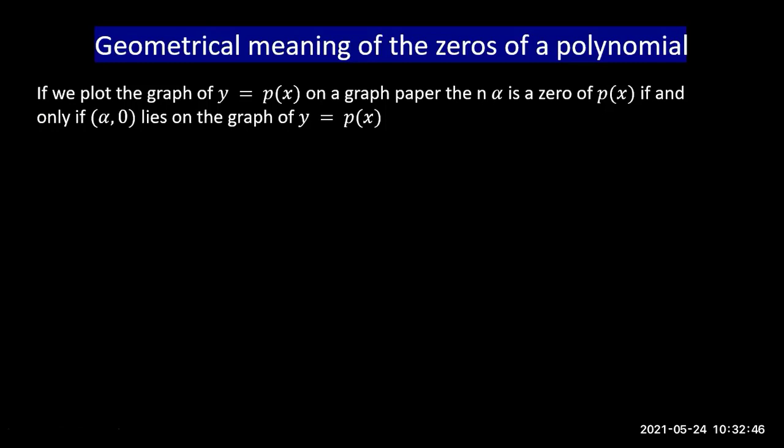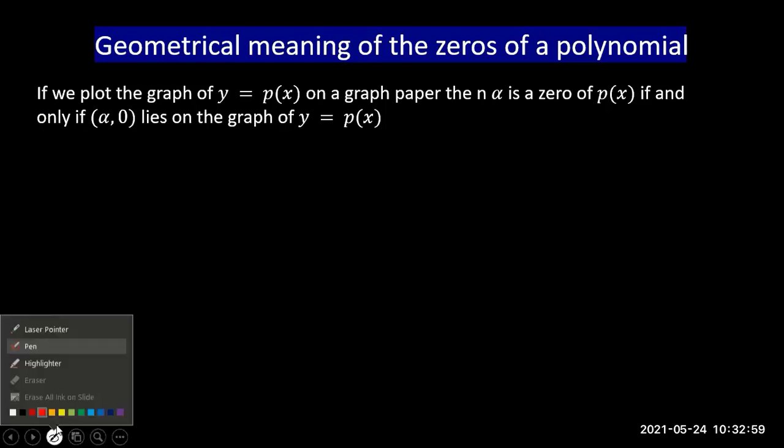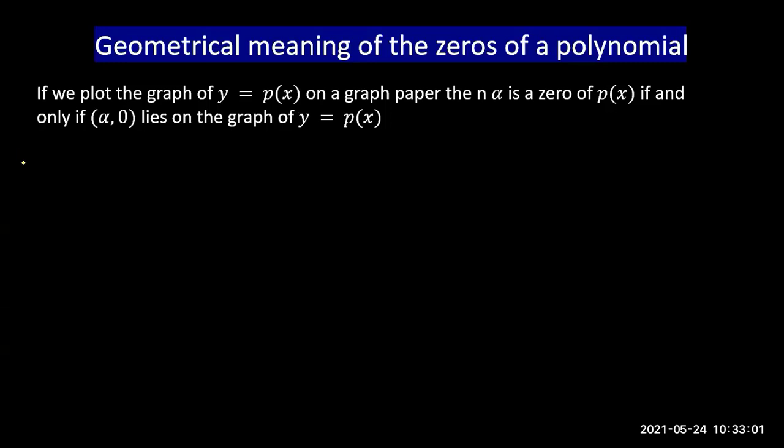Geometrical meaning of the zeros of a polynomial. So this one we had started. I have taken the polynomial f of x is equal to 2x plus 3. Suppose you have a polynomial f of x is equal to 2x plus 3, then you can write it as y is equal to 2x plus 3. Then we'll fill different values in place of x, then we'll get the y value.